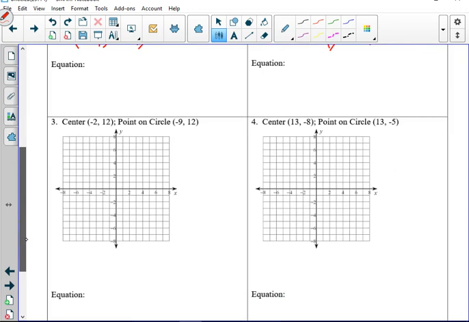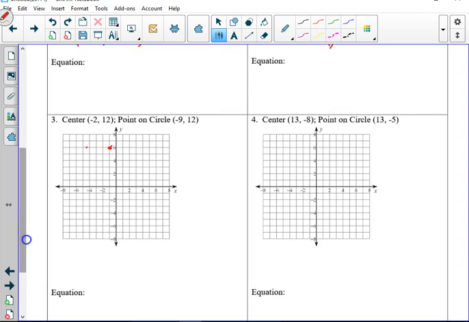Okay, negative 2, 12. Here's negative 2, there's 12. Point on a circle, negative 9, 12. So that's negative 9, 12. Well, that's 2, 4, 6, 7 away, so that means the radius is 7. You don't have to do the distance formula because they're on the same horizontal line. Now, if it was at negative 9, 13, or 7, you'd have to do that. But we don't have to.